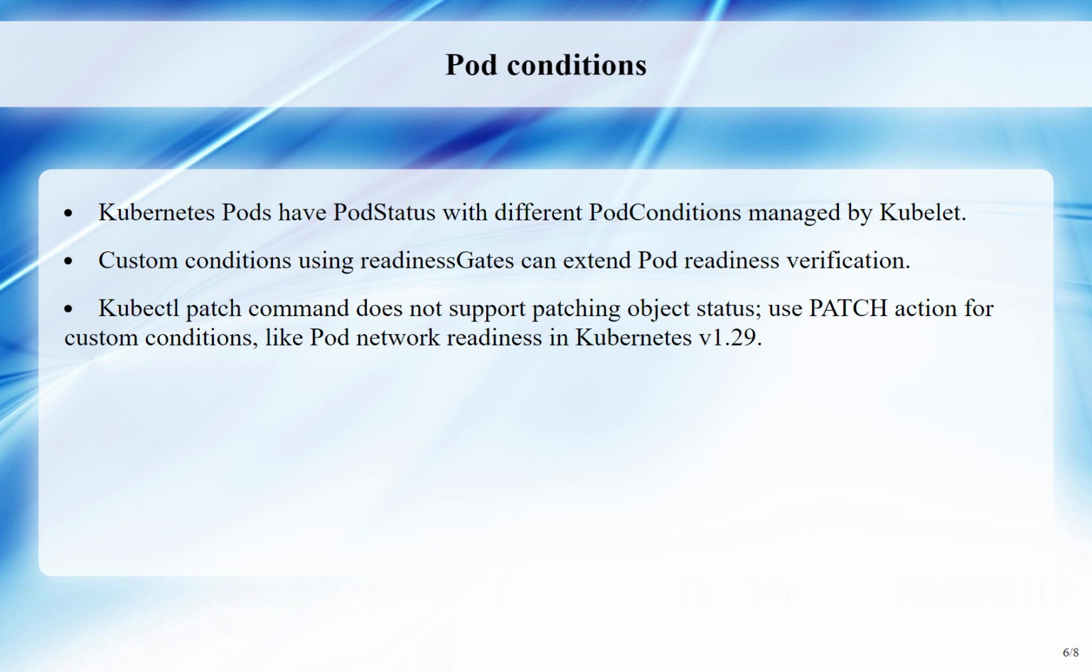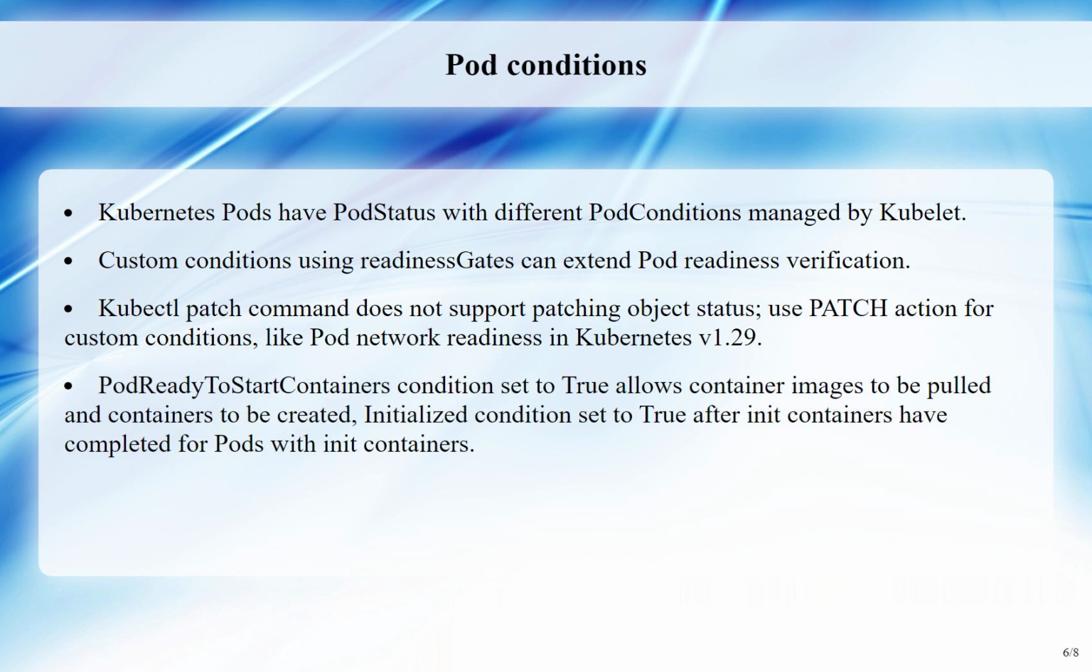In addition, pod network readiness is a feature in Kubernetes v1.29 that ensures a pod is admitted by the kubelet, has required storage volumes mounted, and has networking configured. The pod ready to start containers condition is set to false if the kubelet has not yet set up a sandbox with networking for the pod. This can happen early in the pod's lifecycle or if the pod's sandbox virtual machine reboots. Once the sandbox creation and network configuration are complete, the pod ready to start containers condition is set to true, allowing the kubelet to start pulling container images and creating containers.